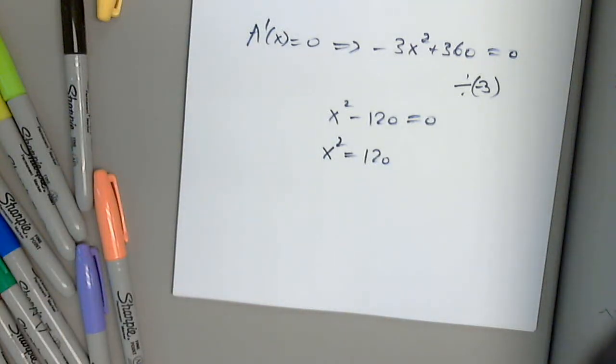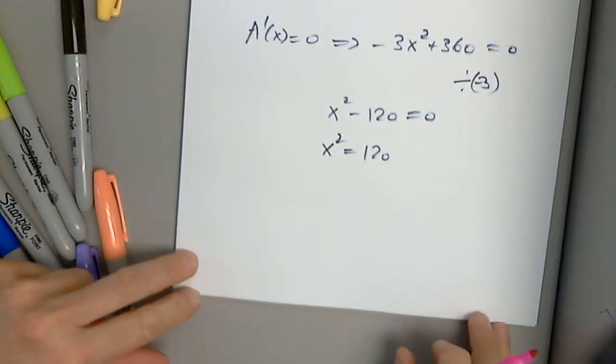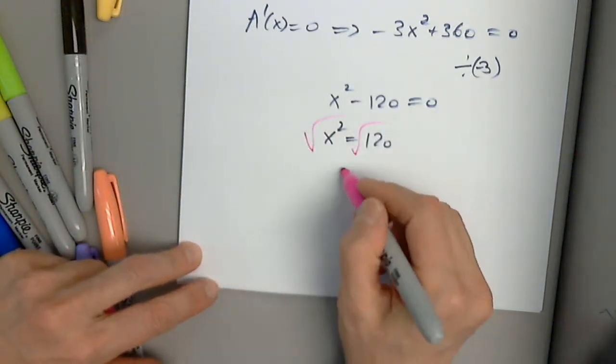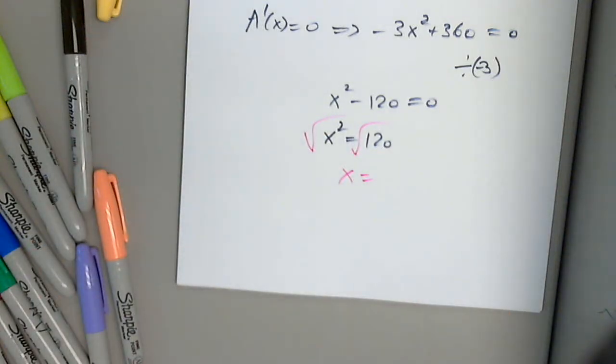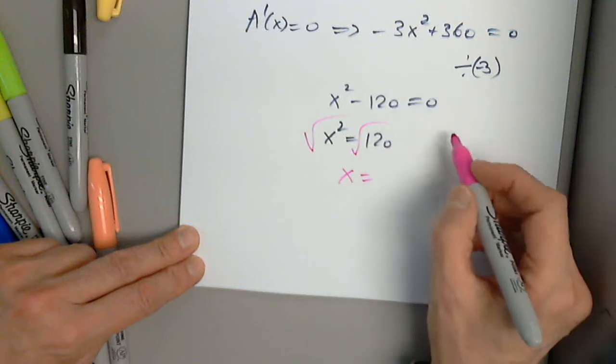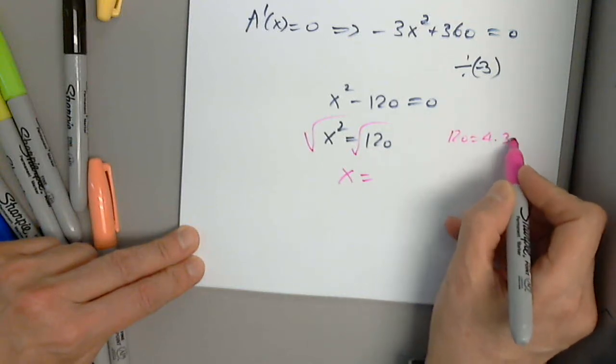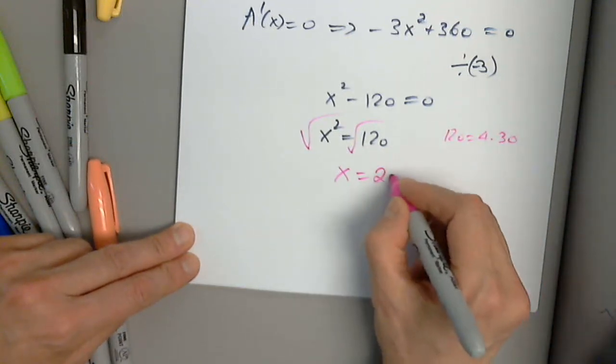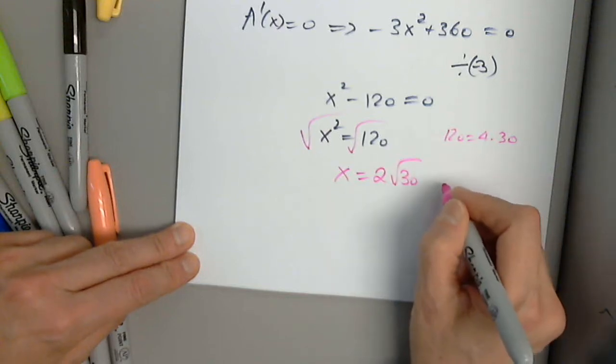And now I want to apply the square root to both sides. You have to apply the inverse function of this. I should write plus or minus, however, because we are talking about the width of a poster, I will not put plus or minus. I will just keep plus. And 120 is 4 times 30. So this is 2 the square root of 30, and I think we had inches.